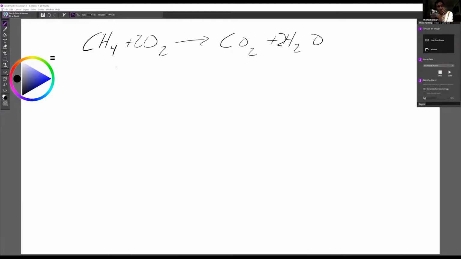And the whole point of lighting this methane on fire is what? It's to make energy, right? To make heat and light. We can use that to boil water or spin a turbine or whatever. And so out of this reaction, we get Gibbs free energy, or the change in enthalpy, you recall from your chemistry classes.